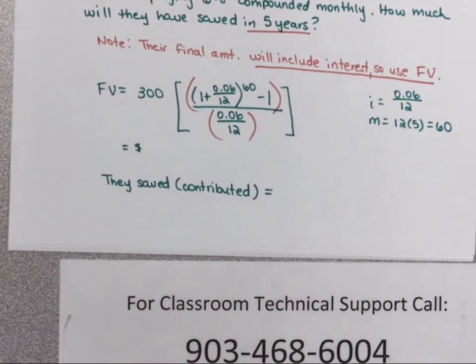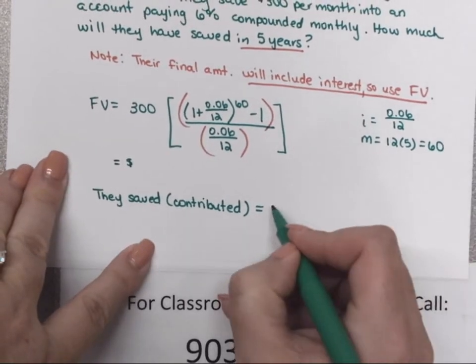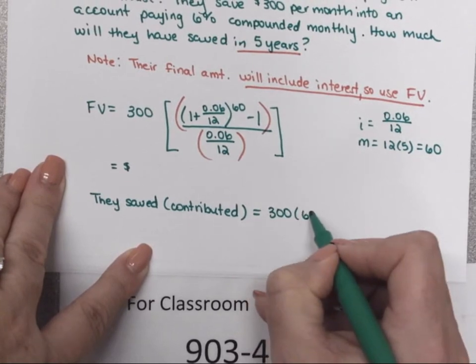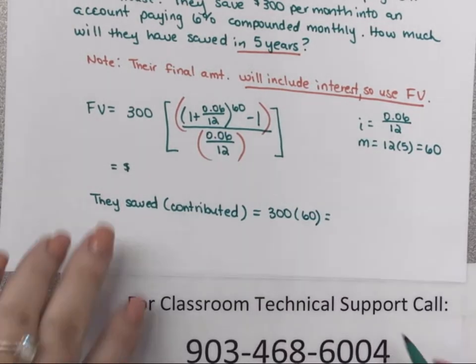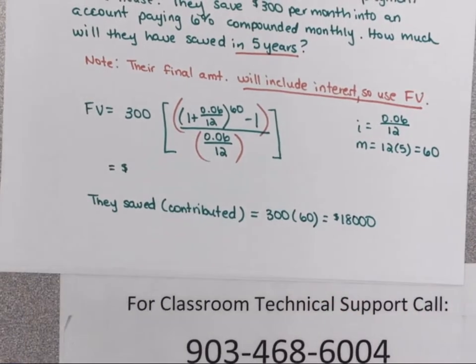So they saved / contributed. How much could I say they saved or contributed? $300 a month, right? For how many payments? 60 payments. Okay, so I don't even think we need a calculator for that. You can just do 3 times 6 and then tack on the number of zeros you have, right? So it would be how much? So 18,000, right? So 3 times 6 is 18 and then tack on 3 zeros.